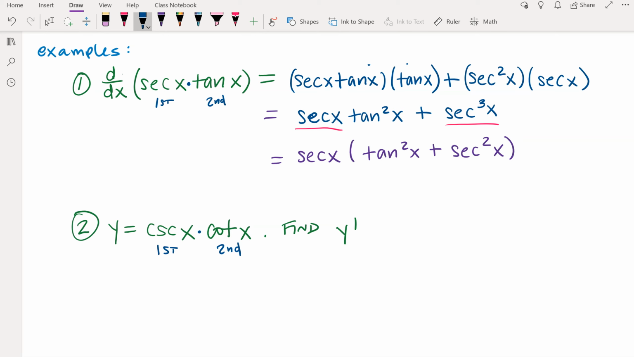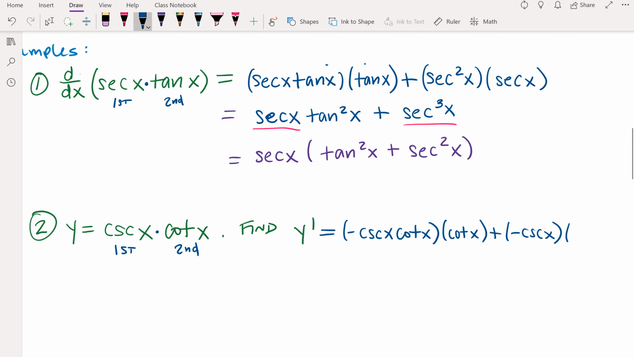So we would say y prime equals derivative of the first. The derivative of cosecant is negative cosecant x cotangent x, times the second, so that's times cotangent x. Plus the derivative of the second, the derivative of cotangent is negative cosecant squared x, times the first, so times cosecant x. Sweet. And that is our derivative.